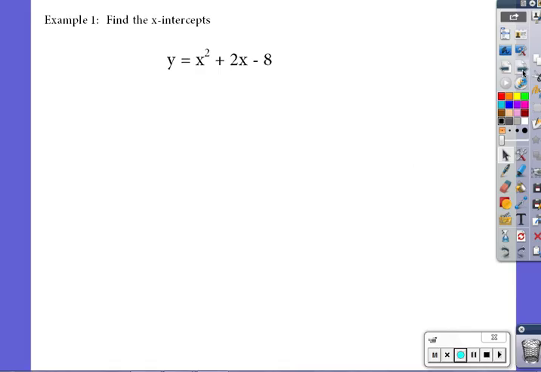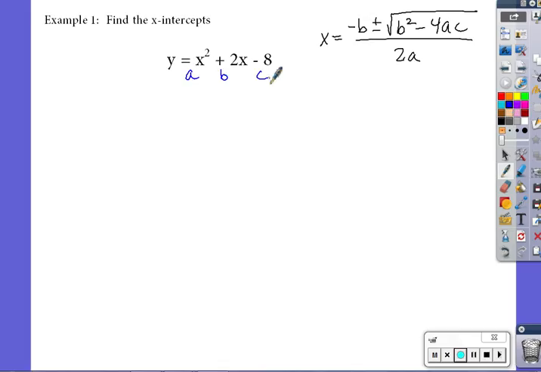So first example here, find the x-intercepts. If we're going to use the quadratic formula, remember that that is x equals negative b plus or minus the square root of b squared minus 4ac all over 2a. I used to make students memorize this. I don't anymore. But the one thing you do need to do is identify what a, b, and c are before we start plugging things in. So in this particular case, the a is 1 because there's no number in front of the x squared, therefore there's a 1. The b is 2, and the c is negative 8.